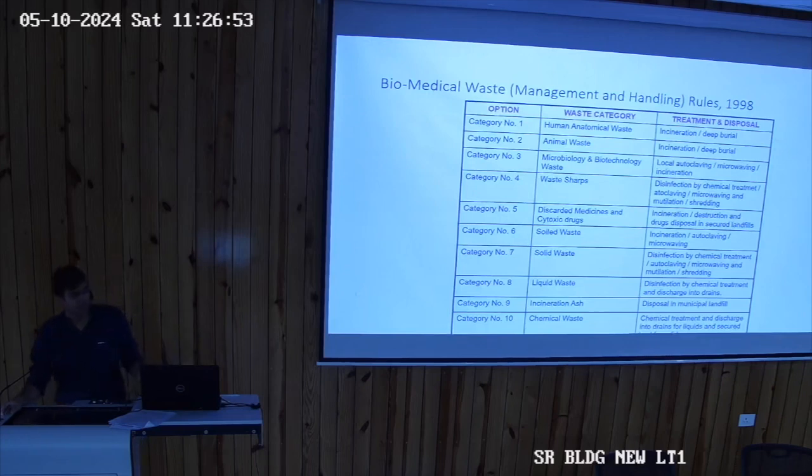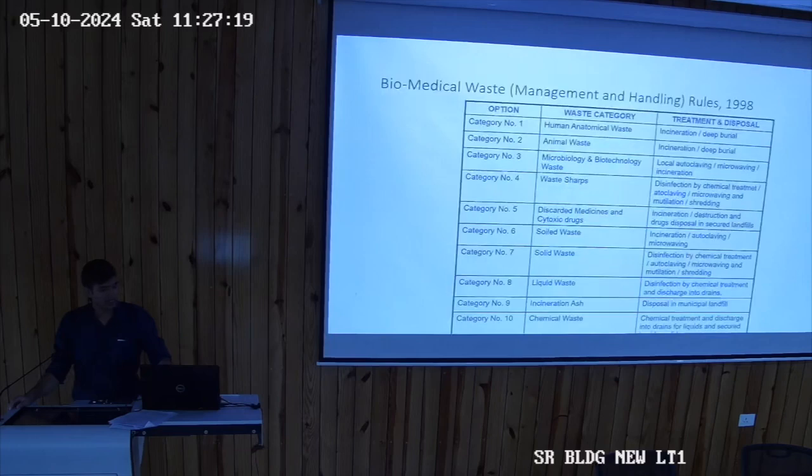So category 2 used to be the animal waste, category 3 microbiology and biotechnology waste, category 4 waste sharps, category 5 discarded medicine and cytotoxic drugs, category 6 soiled waste, category 7 solid waste, category 8 liquid waste, category 9 incineration ash, and category 10 is chemical waste.